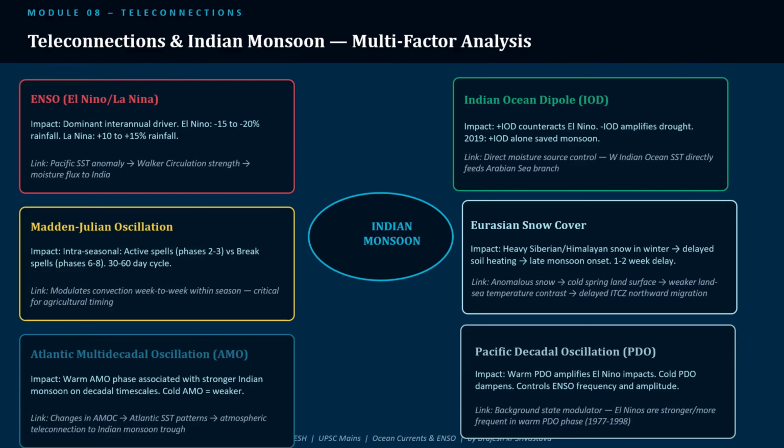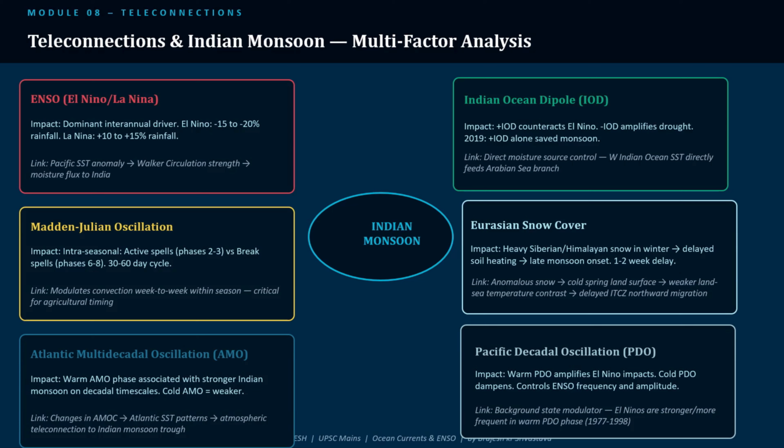Factor 4, Eurasian snow cover. This is a classic UPSC predictive relationship. When winter snow cover over Siberia, Central Asia, and the Himalayas is above normal, the land heats up more slowly in spring because snow reflects sunlight and keeps the ground cold. This delays the development of the thermal low over northwest India that triggers the monsoon. The result: delayed monsoon onset and sometimes a weaker monsoon. IMD includes Eurasian snow cover as one of its long-range forecast predictors.